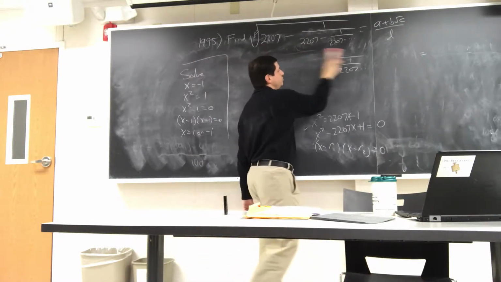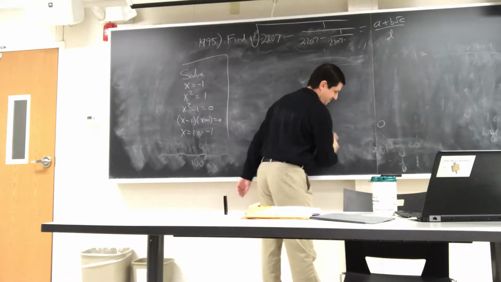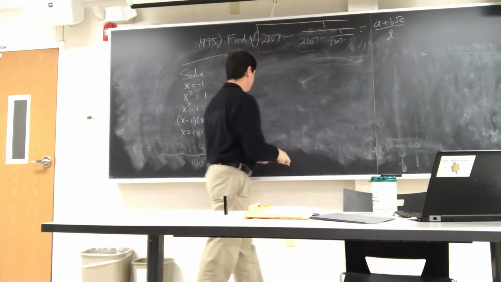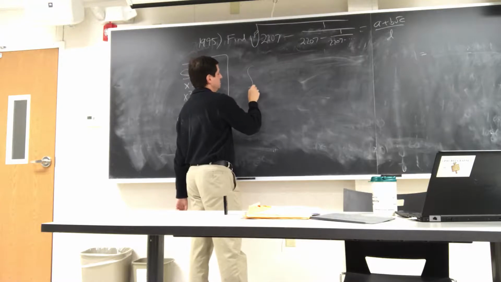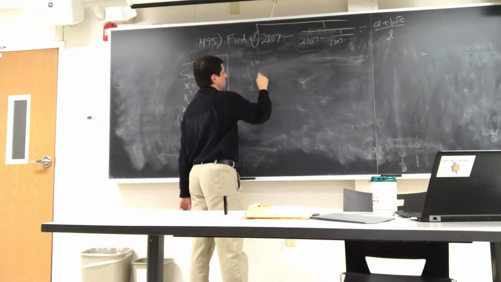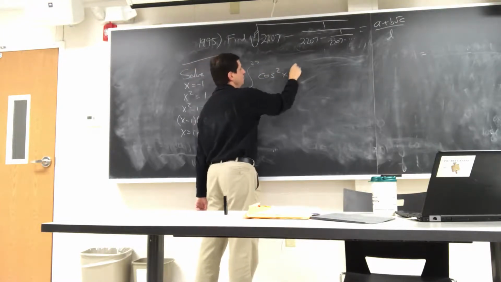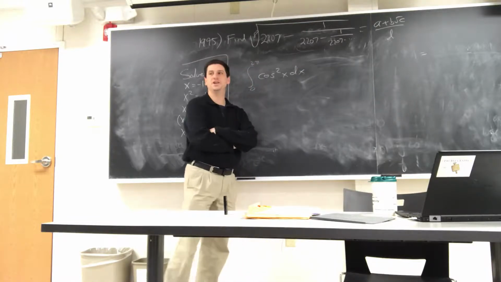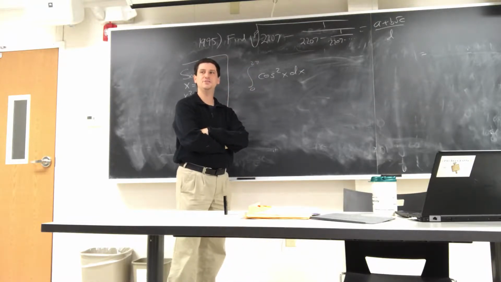How good are people with their trig integration? So let's integrate from 0 to 2 pi cosine squared x dx. Anybody remember the antiderivative of cosine squared?